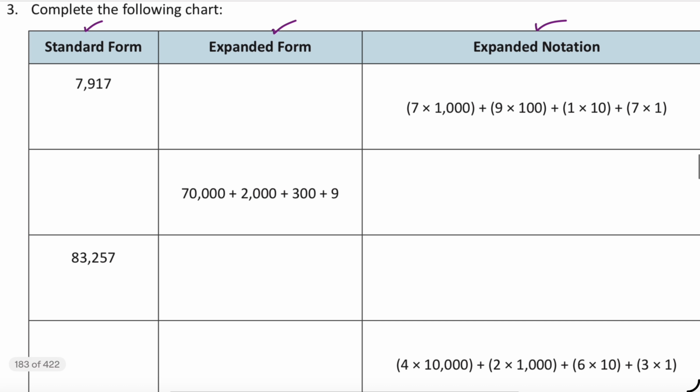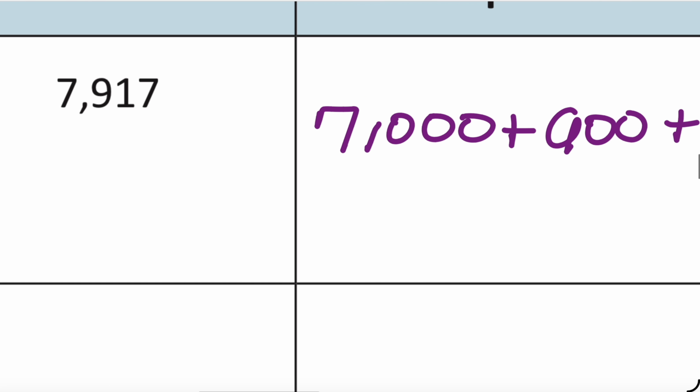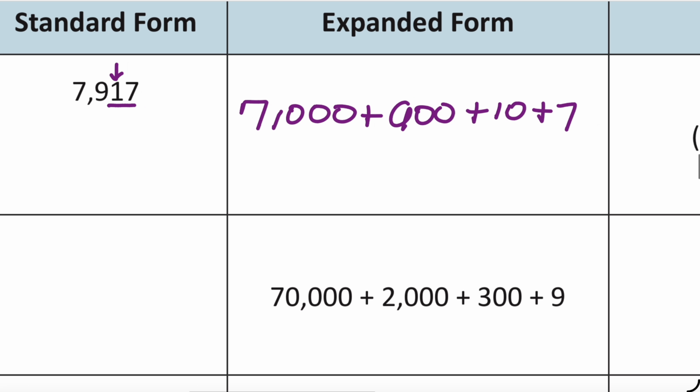Here we have 7,917. If you say that slowly, that's going to help you write it in expanded form. So I have 7,000 plus 900 plus 10 plus 7. A lot of kids get confused when it comes to that 1, but you've got to remember this 1 is in the what place? The tens place. So that 1 will represent 10 because we all know that 10 plus 7 equals what? 17. Then you have your 900. Then you have your 7,000. Okay?